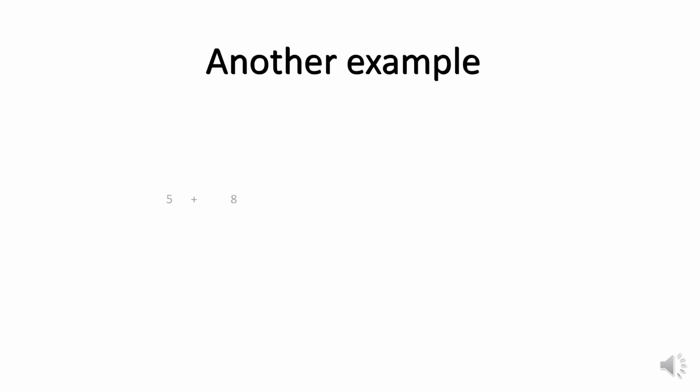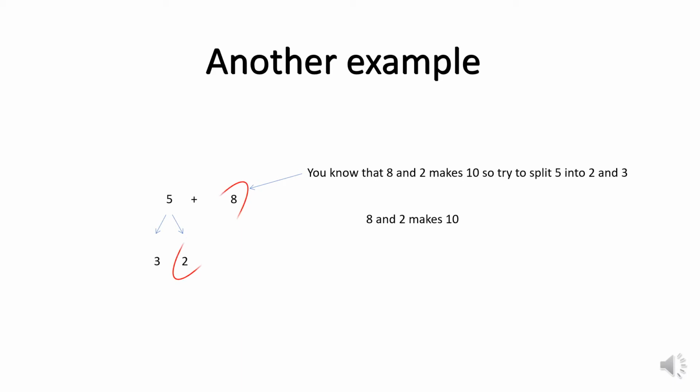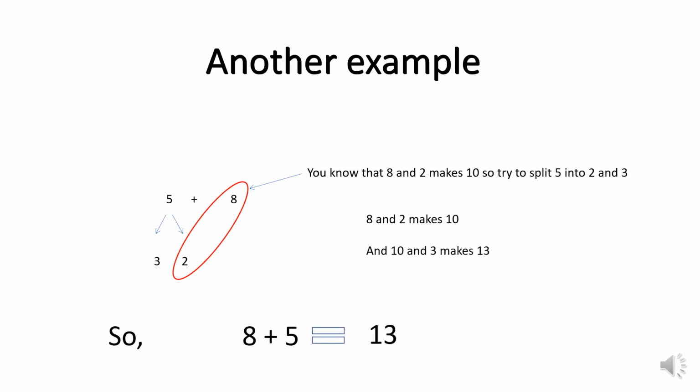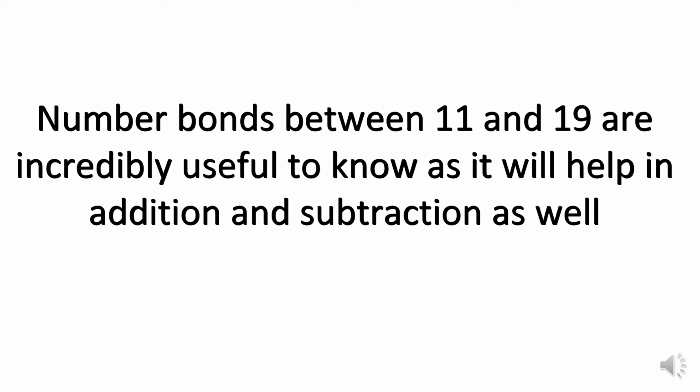Here's another example, 5 plus 8. Now, you know that if you add 2 to an 8, you get 10. So you try to split 5 into 3 and 2. And so 8 plus 2 is 10, and you remember 10. And then you have 3 remainder, so that's 10 plus 3, and that's 13. So 8 plus 5 equals 13. Now you will really appreciate knowing the number bonds between 11 and 19, as they will come in really useful in both addition and subtraction as well.